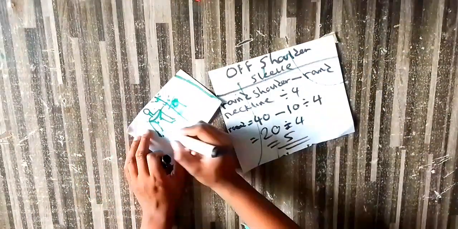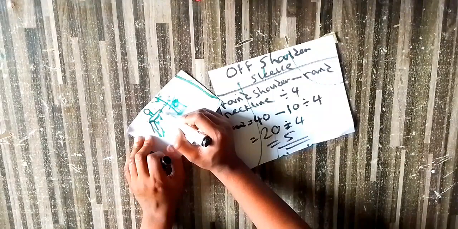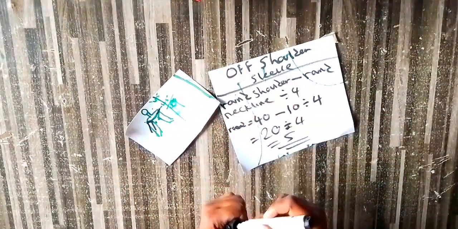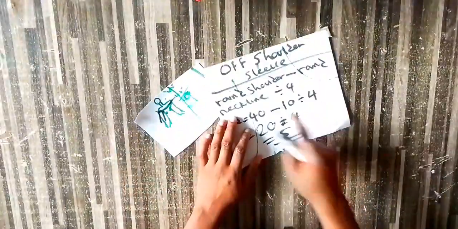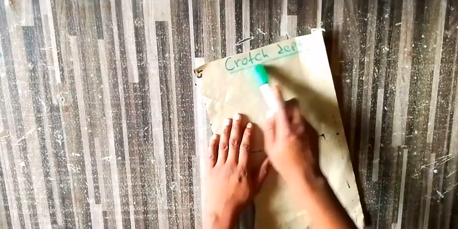So your sleeve will now be 5 inches on this side of your sleeve, 5 inches on the other side, 5 inches at the back, 5 inches at the other side of the back. So I hope you understand, and when you add up those 5 inches, that will now be your 20 inches. So I hope you understand that. So the next one we'll be working with is our crotch depth.